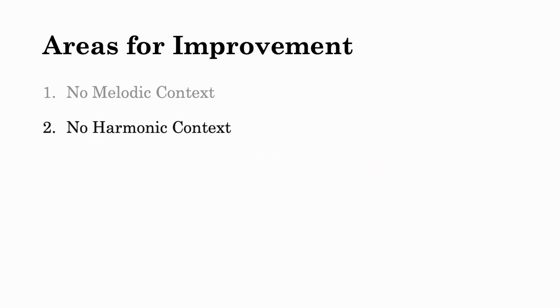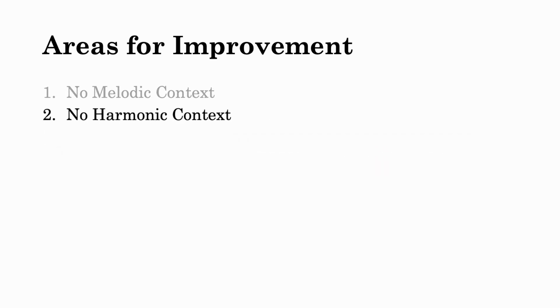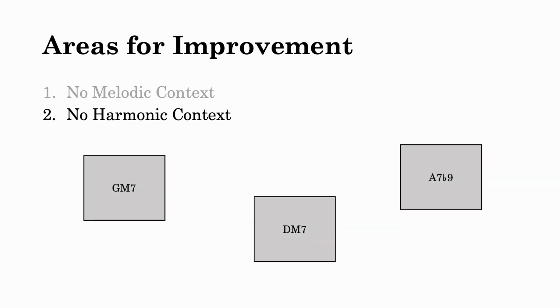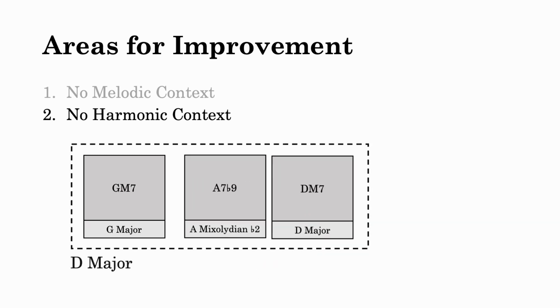Secondly, chords are also examined individually, without knowledge of the harmonic context. For example, consider these three chords. The plugin determines a scale that suits each of the three chords. However, unbeknownst to the plugin, this chord progression is in the key of D major.